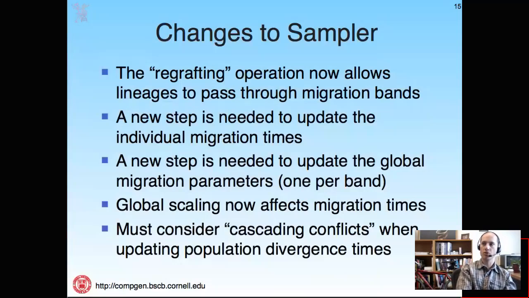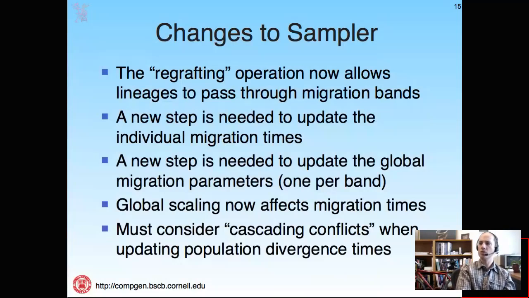We need a new step, however, to deal with the timing of the migration. So similarly to the way the coalescence times are resampled in the ordinary MCMCcoal algorithm, we have to resample the migration times. And then we also need to add a step for a new global parameter describing each of the migration rates, one per migration band. And then some of these scaling issues that I glossed over also need to be modified to deal with times of migrations as well.